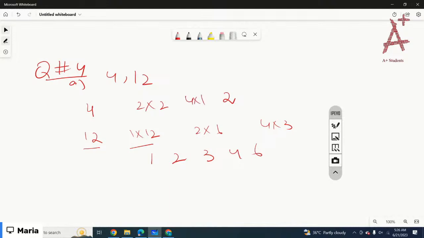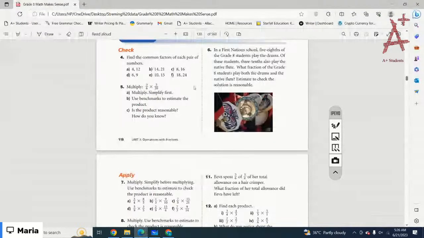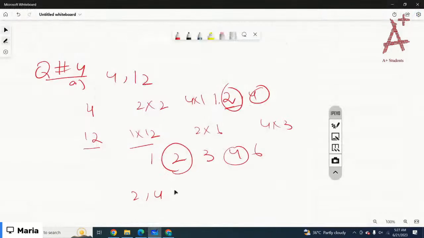Also you have 4 times 1 is 4. So the factors of 4 are 1, 2 and 4. You have to look for the common factors. So 2 is common and 4 is common. That means 2 and 4 are the numbers that can divide both 4 and 12. Got it? The other example is 18 and 24.